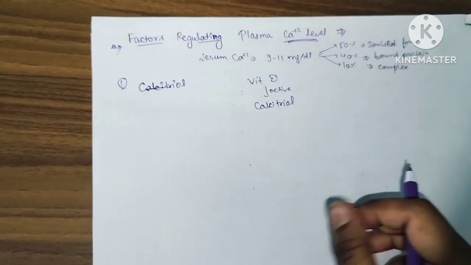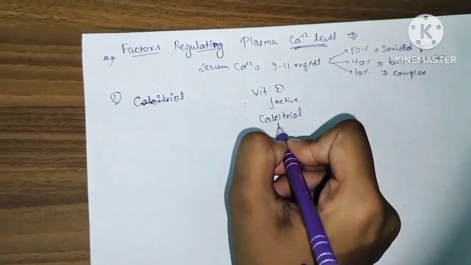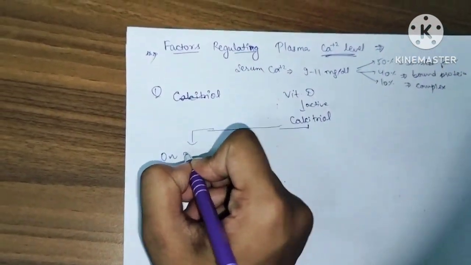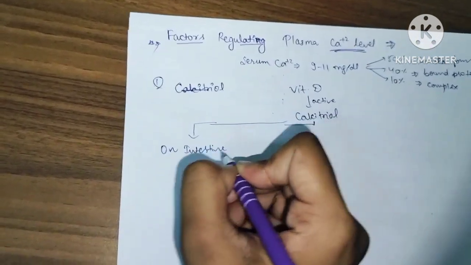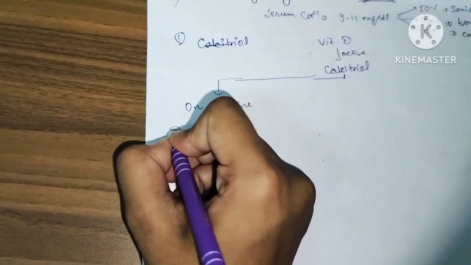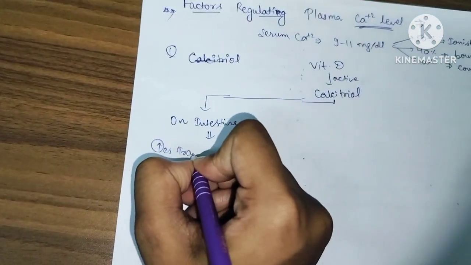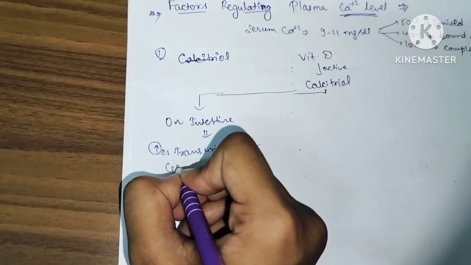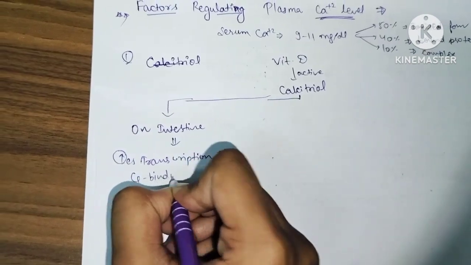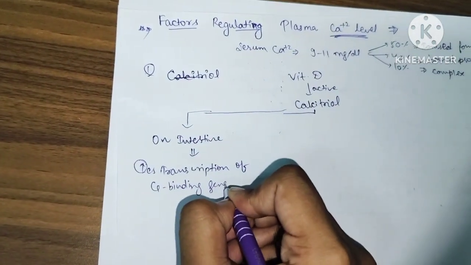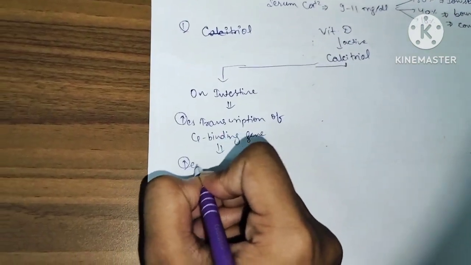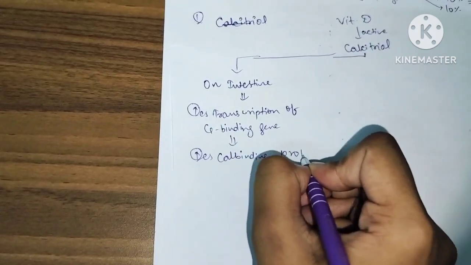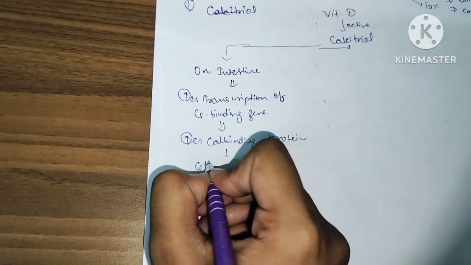The action of calcitriol on the different tissues can be seen firstly on the intestine. Calcitriol increases the transcription of the calcium binding genes. So, it increases synthesis of calcium binding protein and increases the calcium absorption.